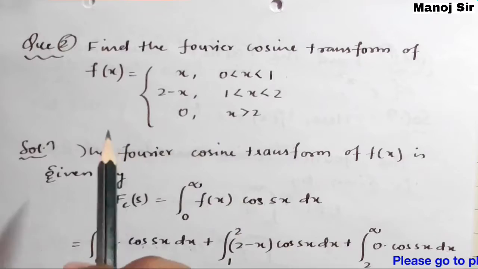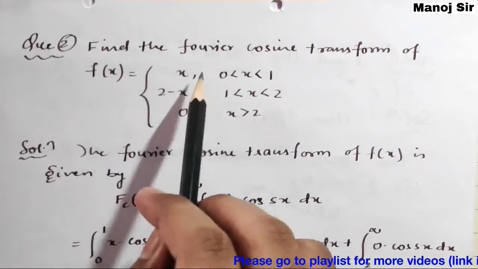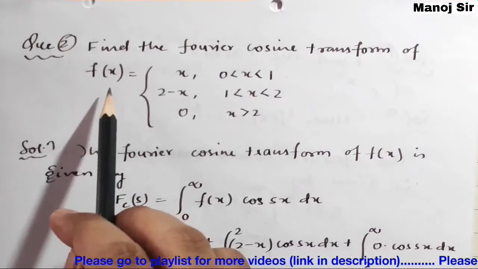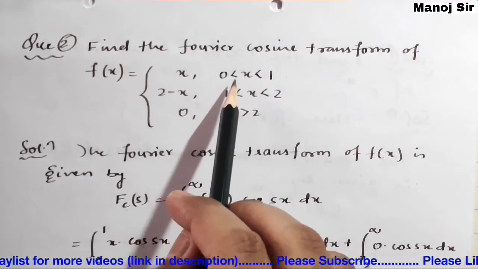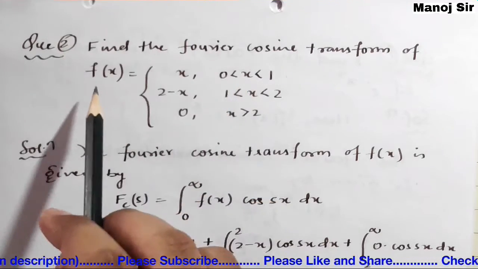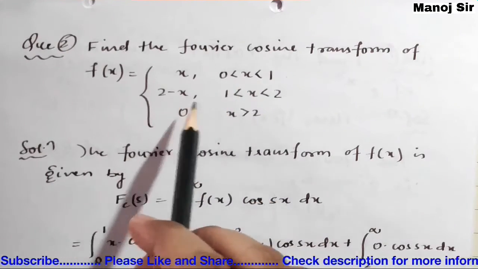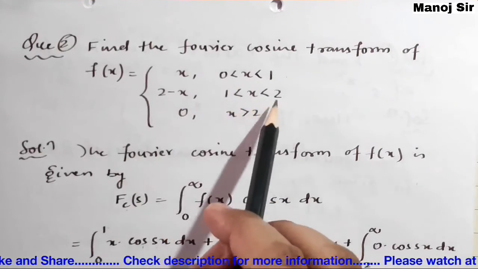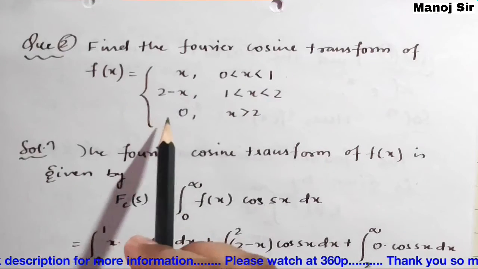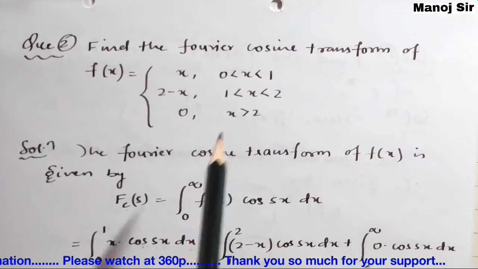So let us start solving this problem. The question says: find the Fourier cosine transform of the function f of x equals x when x ranges from 0 to 1, f of x becomes 2 minus x when the range of x is from 1 to 2, and f of x becomes 0 when x is greater than 2.